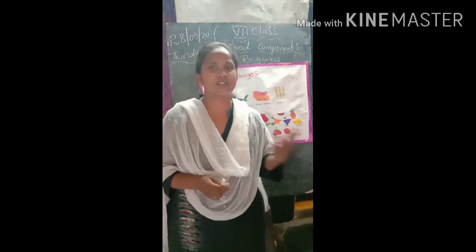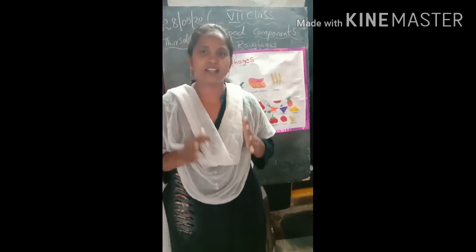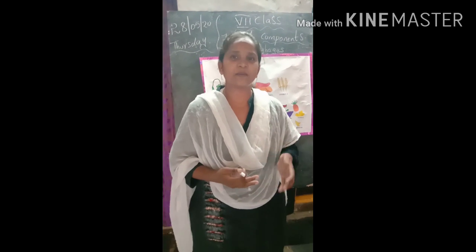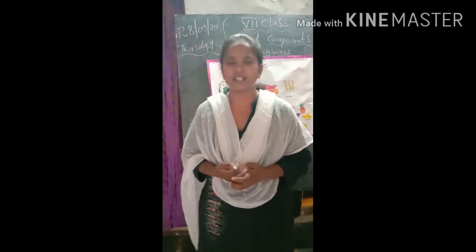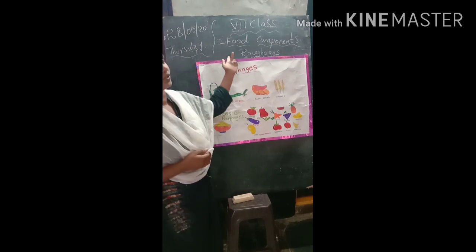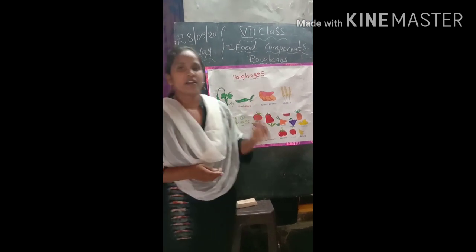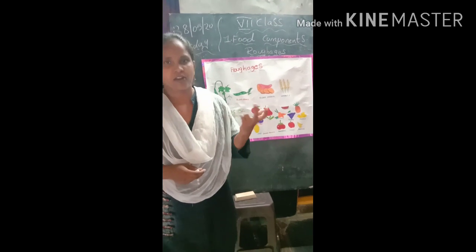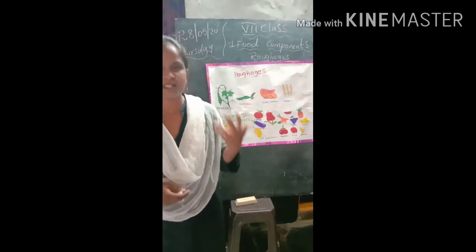Students, in the last class we discussed food components and their types and importance, and tests for carbohydrates, proteins, fats. Now coming to the next topic, that is roughages. Today we are going to discuss roughages. Roughages and water are the two main components along with the carbohydrates, proteins, fats, vitamins and minerals.